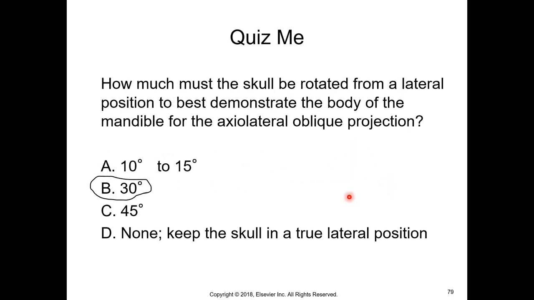How much must the skull be rotated from a lateral position to best demonstrate the body of the mandible? That's that 30 degrees for the body. If you wanted to see the mentum, it's 45 degrees. If you wanted to see the rami, it's a straight lateral, or I should say true lateral.